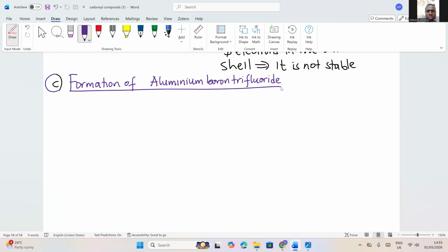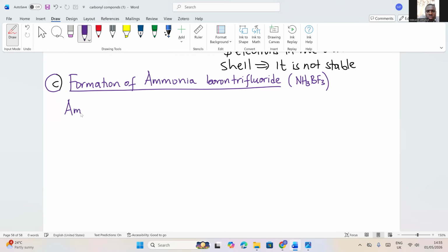It is not aluminium. Sorry, formation of ammonia boron trifluoride. So ammonia boron trifluoride is NH3, ammonia, and BF3, like that.